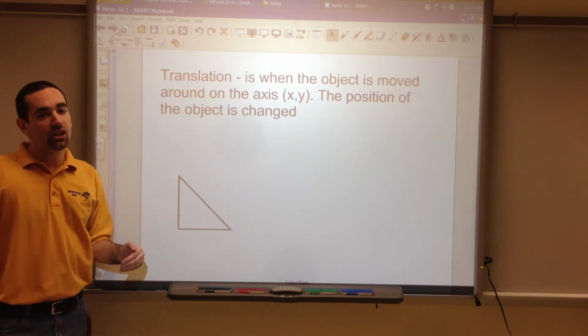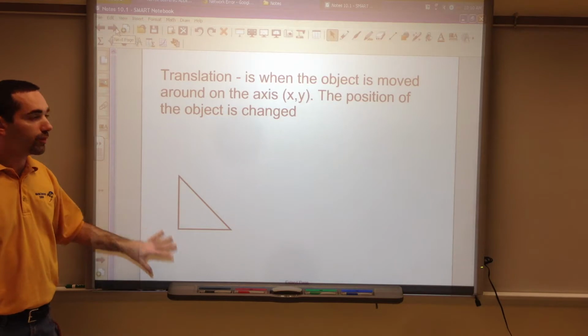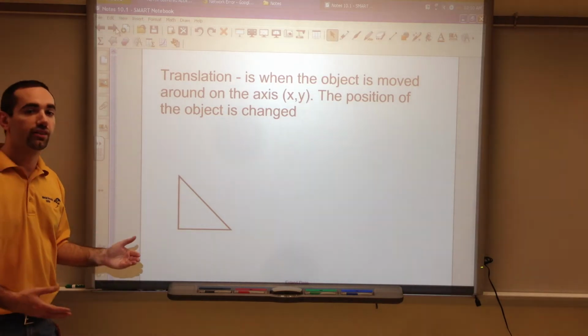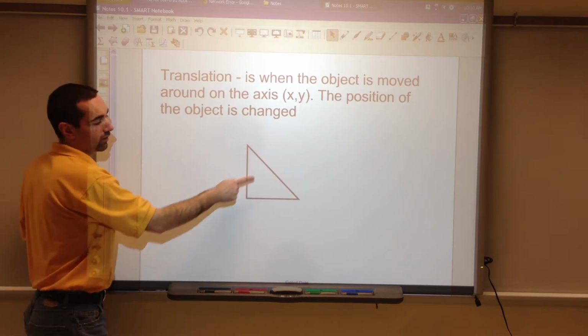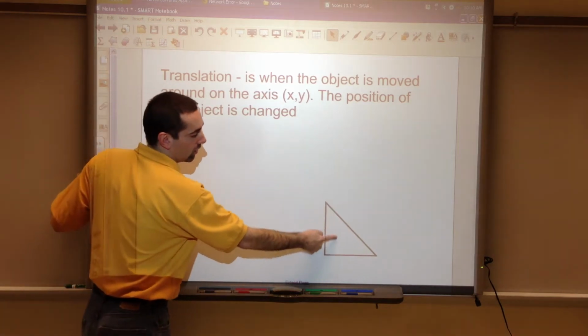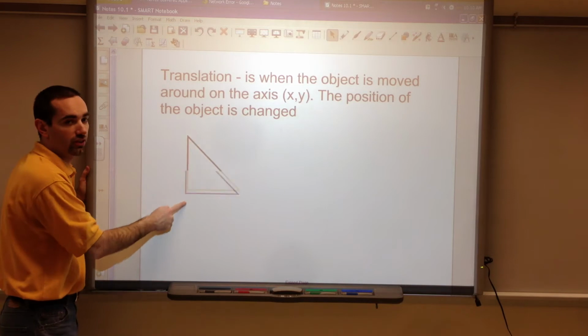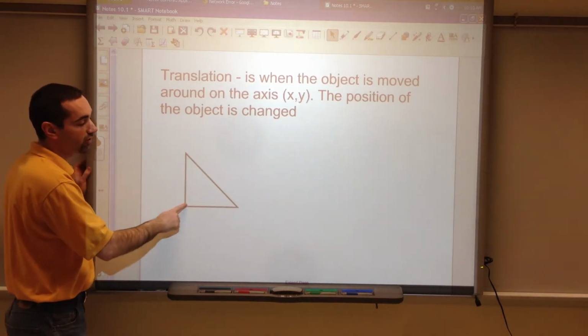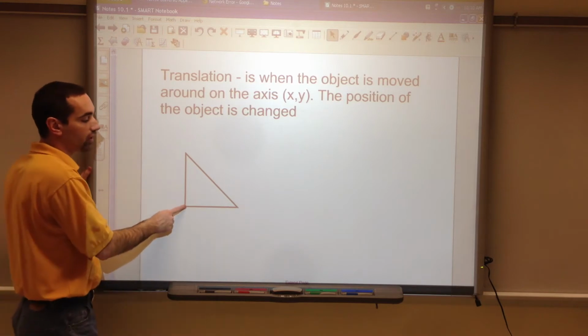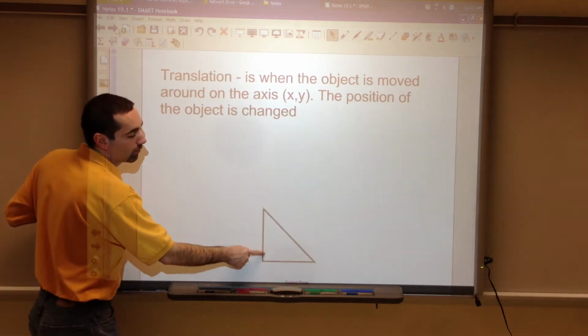A translation is when the object is moved around the axis, the x and y axis. The position of the object is changed. So look, all I'm doing is changing the actual position. There's no rotations, no reflections, no changing its orientation. It is just moving.